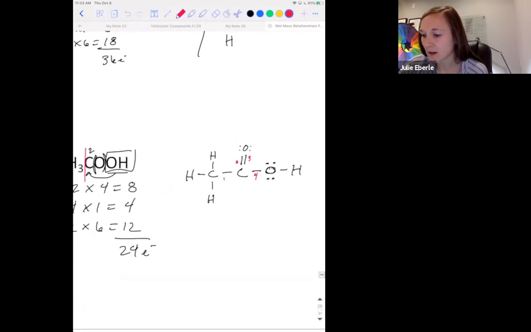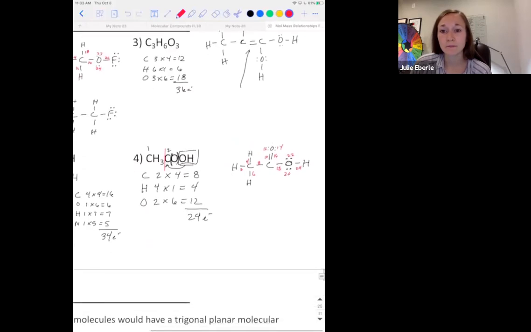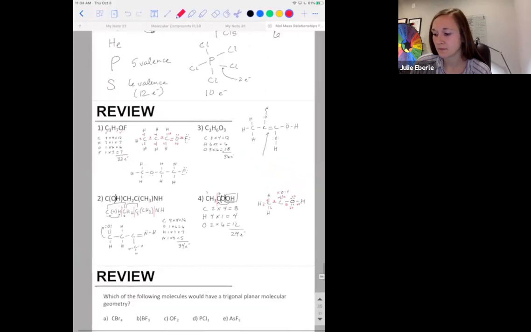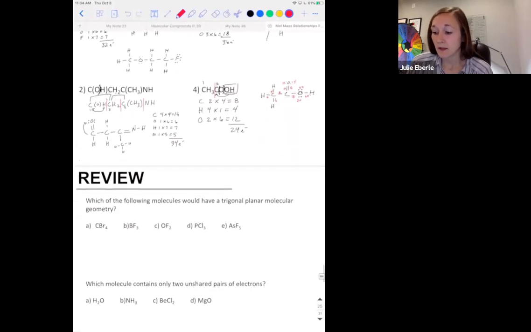Then if we go back and count, we've got 2, 4, 6, 8, 10, 12, 14, 16, 18, 20, 22, 24 electrons, so we're good. Okay, questions there? All right. That's just some practice with Lewis structures and condensed structures.